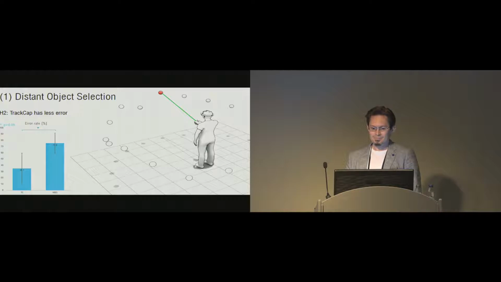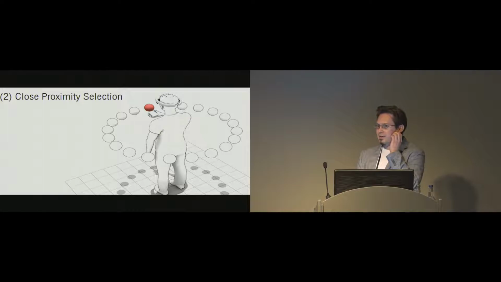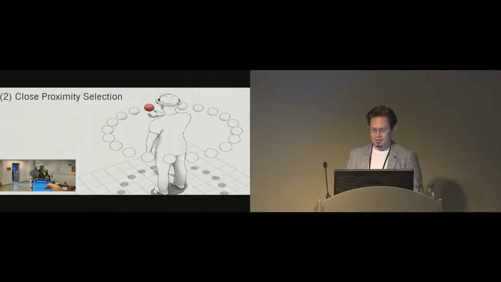Now for the interesting part, having a 6 degrees of freedom tracked controller enables you to do some close proximity selection. So if you have, for example, a Vive controller, you can do stuff in a desktop environment. And using TrackCap, you can do exactly that. So I'm playing some video, so you can just see this is a selection only.